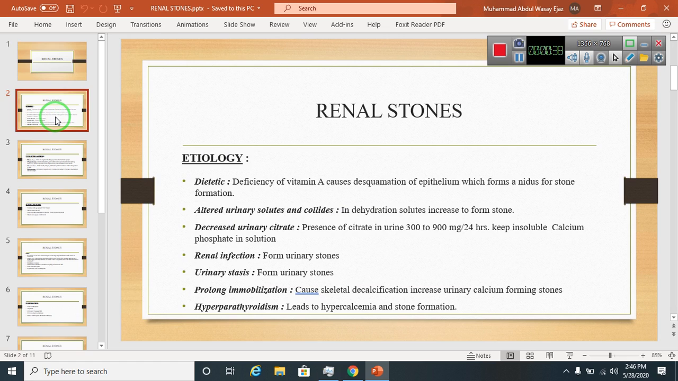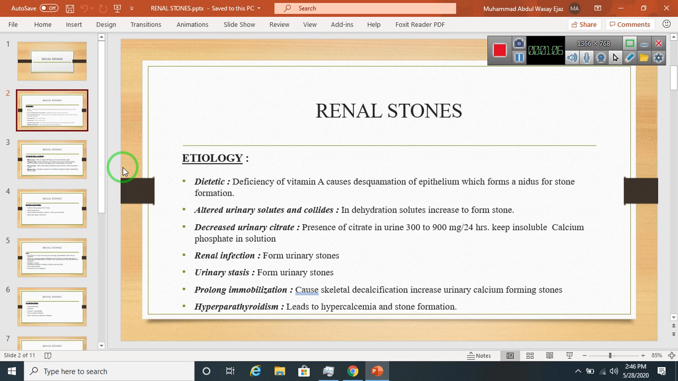Etiology. Multiple etiologies. Number one factor is the dietetic factor. Deficiency of vitamin A causes desquamation of the epithelium, which forms a nidus for the stone formation, and around this nidus layers accumulate and a stone is formed, which may increase in size.